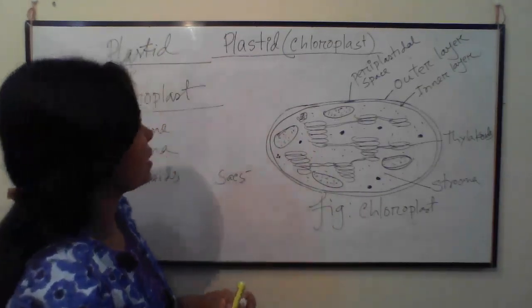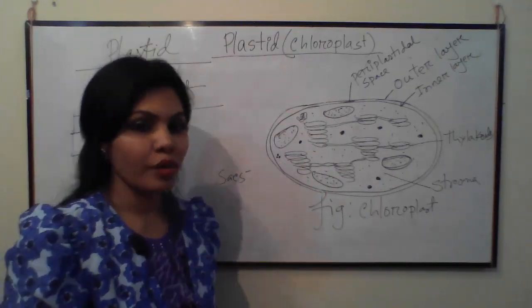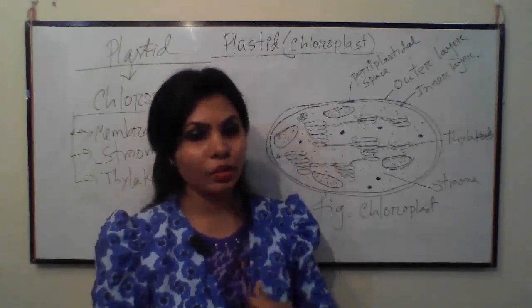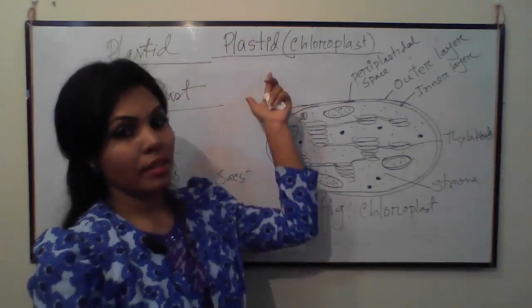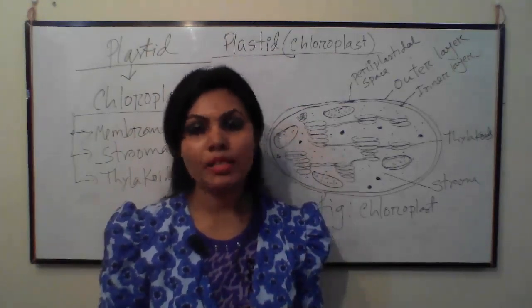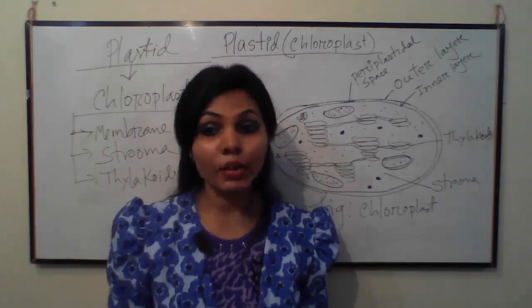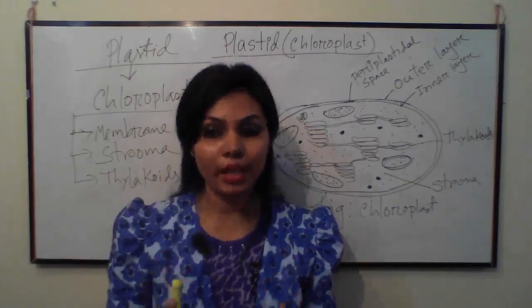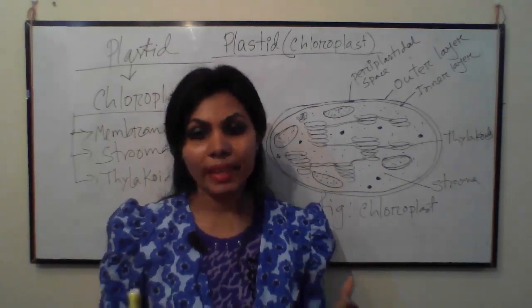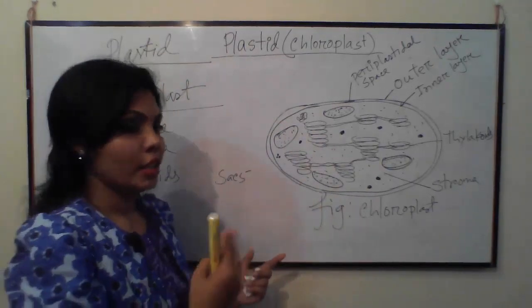You have to understand that there are different types of plastid. I told you already, maybe you were not online at that time. There are three types of plastid: chloroplast, chromoplast, and leucoplast. Chloroplast is the plastid that contains chlorophyll, a green color pigment. That's why the chloroplast looks green. That is the fact.